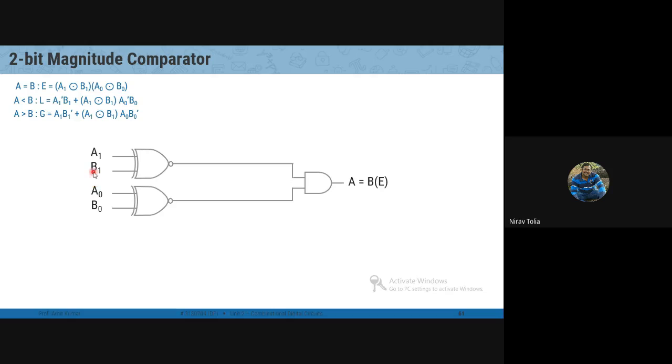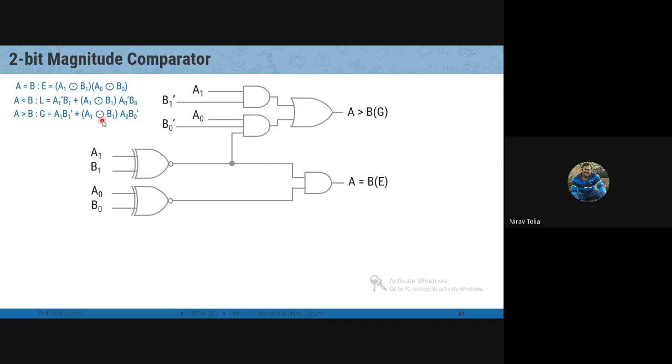So A1 coincides with B1 and A0 coincides with B0. Then we can say A is equal to B. Now for the greater than, focus on the third equation.